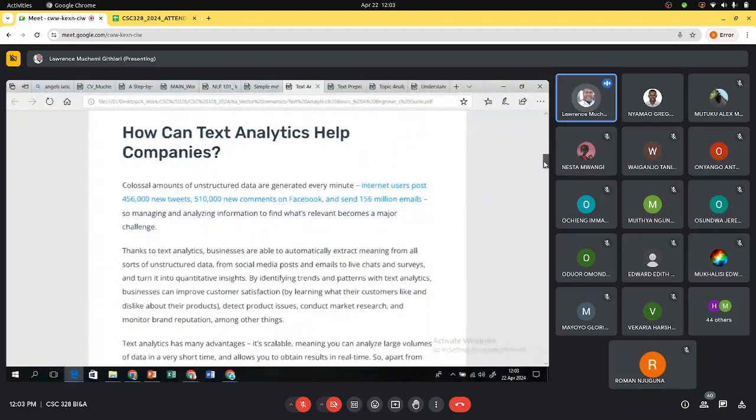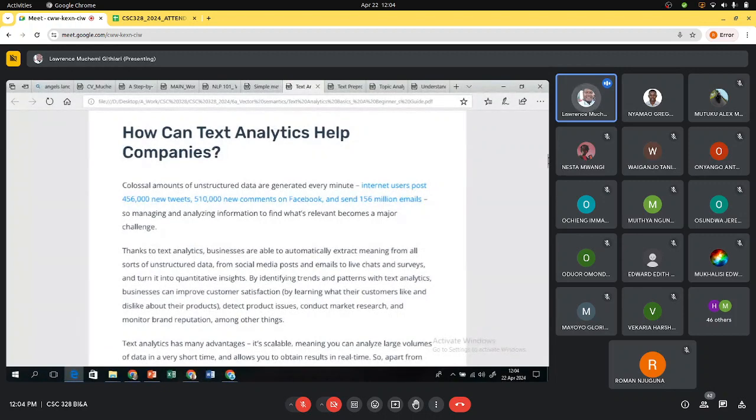Now here's an example of how text analytics can help companies. Very briefly, here we have a small story: colossal amounts of unstructured data are generated every minute, and internet users post about 456,000 new tweets, or 510,000 new comments on Facebook, and 156 million emails every minute. So managing and analyzing information to find what's relevant becomes a major challenge.